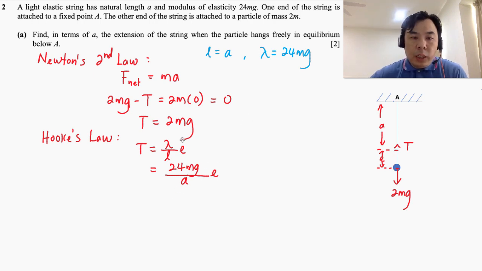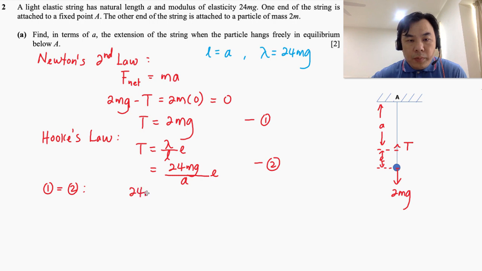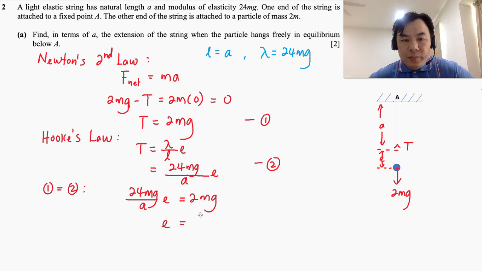Now by equating these two equations, I'm going to label them 1 and 2. We know that 1 and 2 are the same. Therefore we will write this as, all right, and from here we can easily conclude the extension is 1/12 a in this case, right? So I hope that is clear.